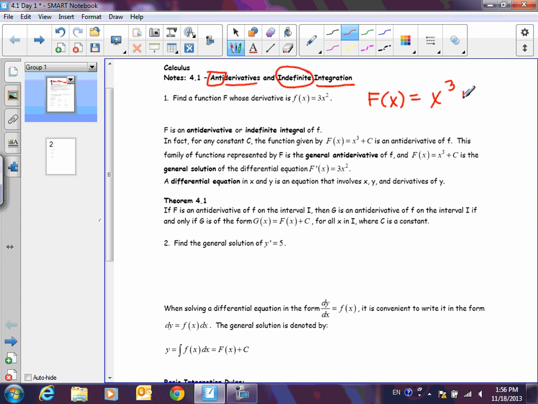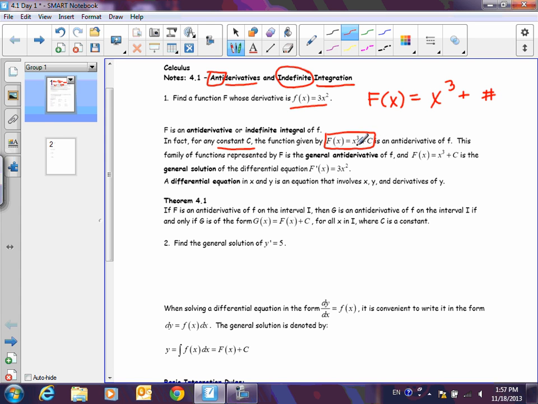Now, could it be that I add a number here? Yeah, because if you take the derivative of a number, you get 0. So x cubed plus 5, x cubed minus 3, all of those would give me the same derivative. So we have this notation called plus c. C just means a constant, a number. It is possible that c is 0, or a positive number, or a negative number. It could be anything, really.